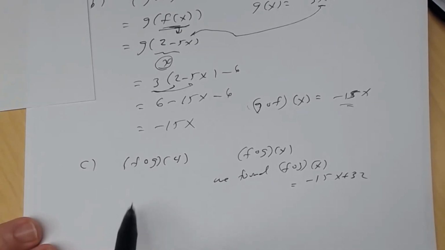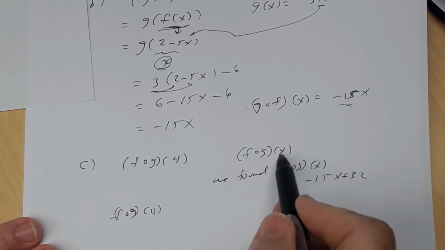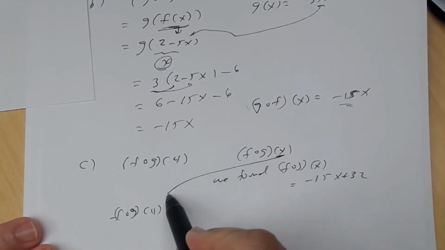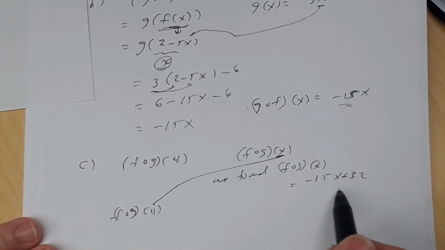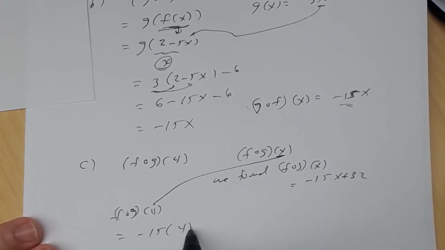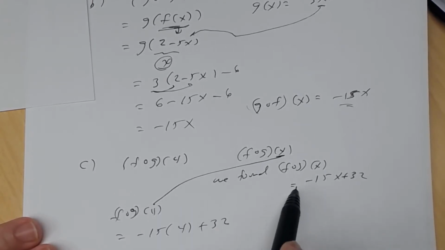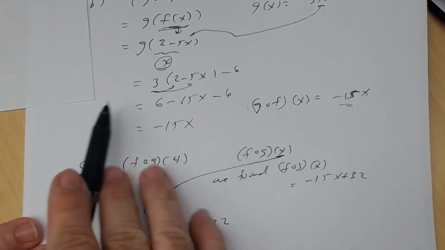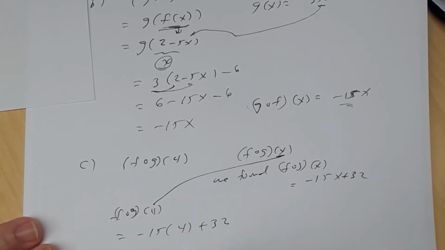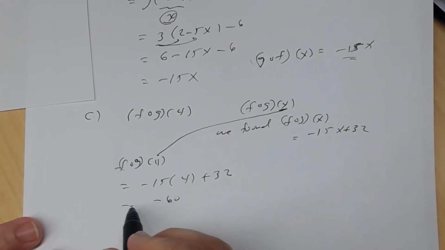So if we want to find f composed with g at 4, that means in place of x, I'm going to substitute 4. So this becomes negative 15 times 4 plus 32, because we already found this in the previous part. So negative 15 times 4 is a negative 60.